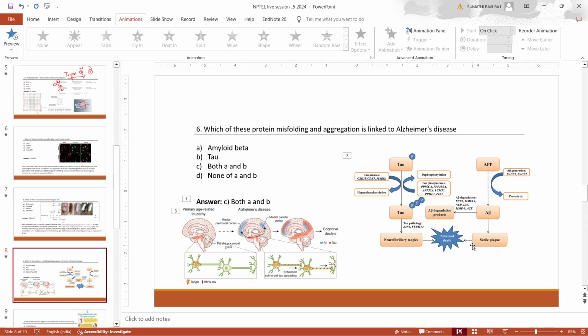So the tau-related proteins are very important. They are also present in age-related diseases which are called tauopathies. So different neuronal diseases are also associated with this.